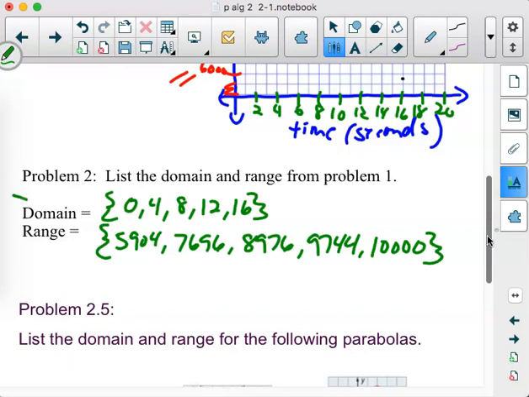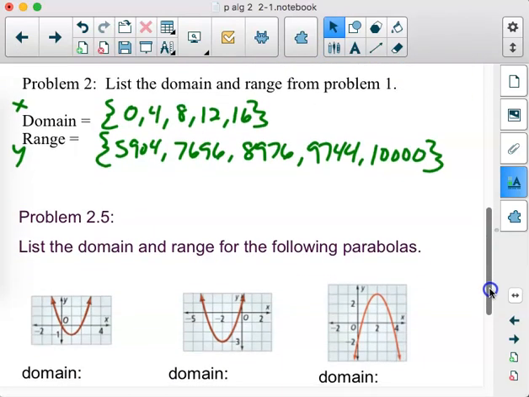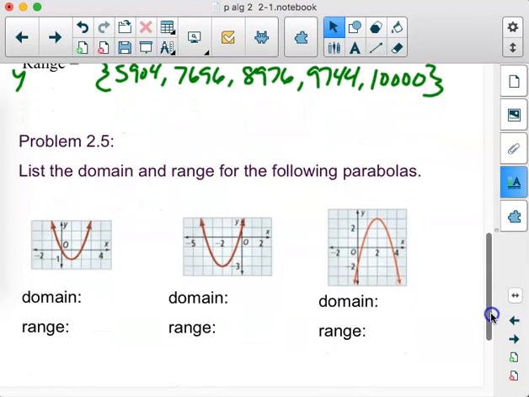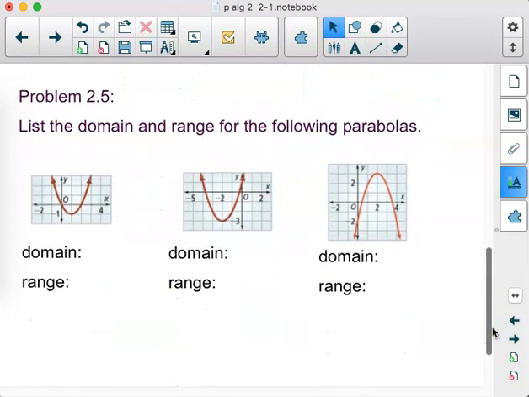So domain, the inputs, x's, range, the y's, the outputs. So there it was. In this case, our time ended up being our domain, and then our height in feet was our range. Now problem 2.5 says list the domain and range for the following parabolas.